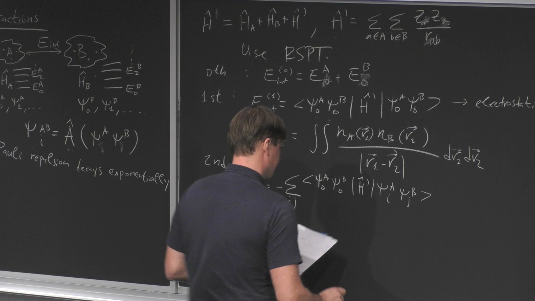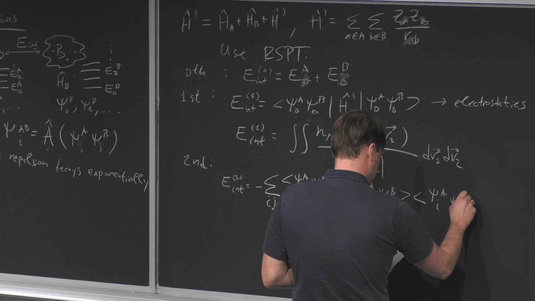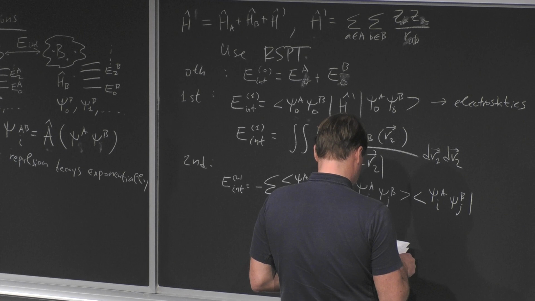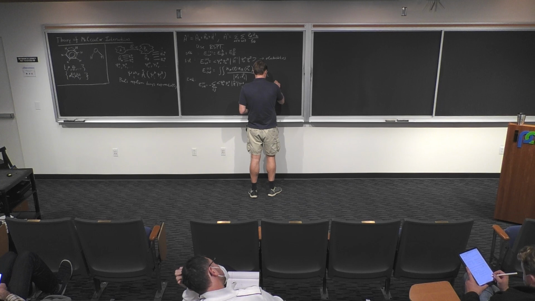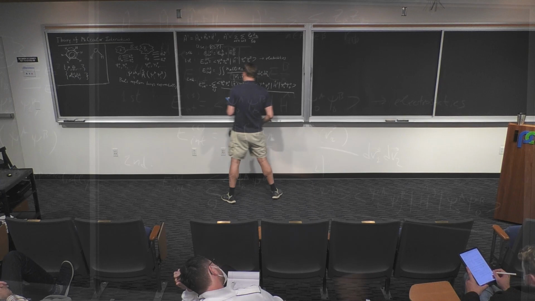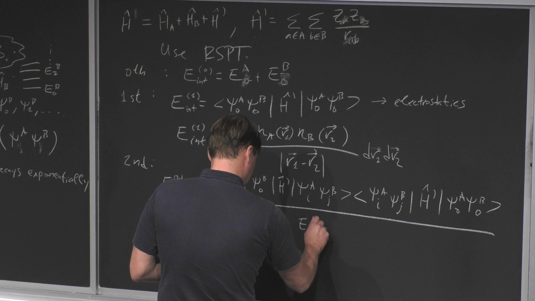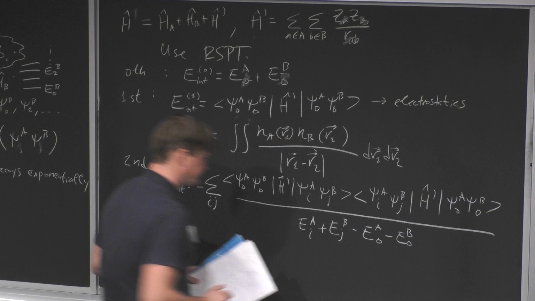Okay, then you have a complementary term, psi I A, psi J B. So I have to divide by an energy determined by the energy denominator here, right? E A minus J E minus E zero A zero B. Okay.